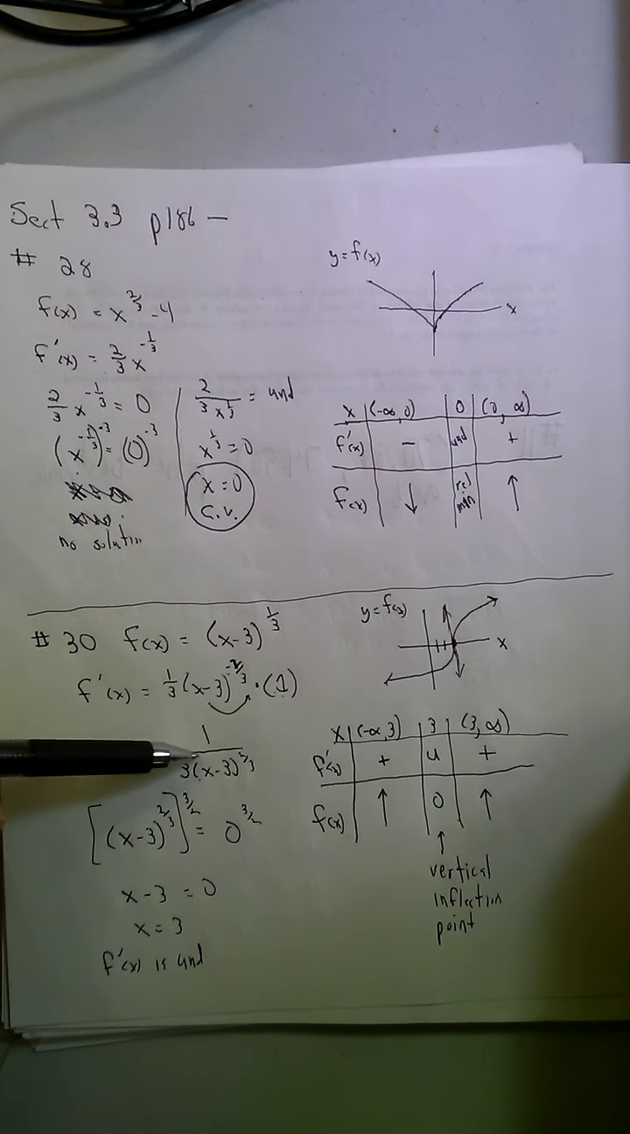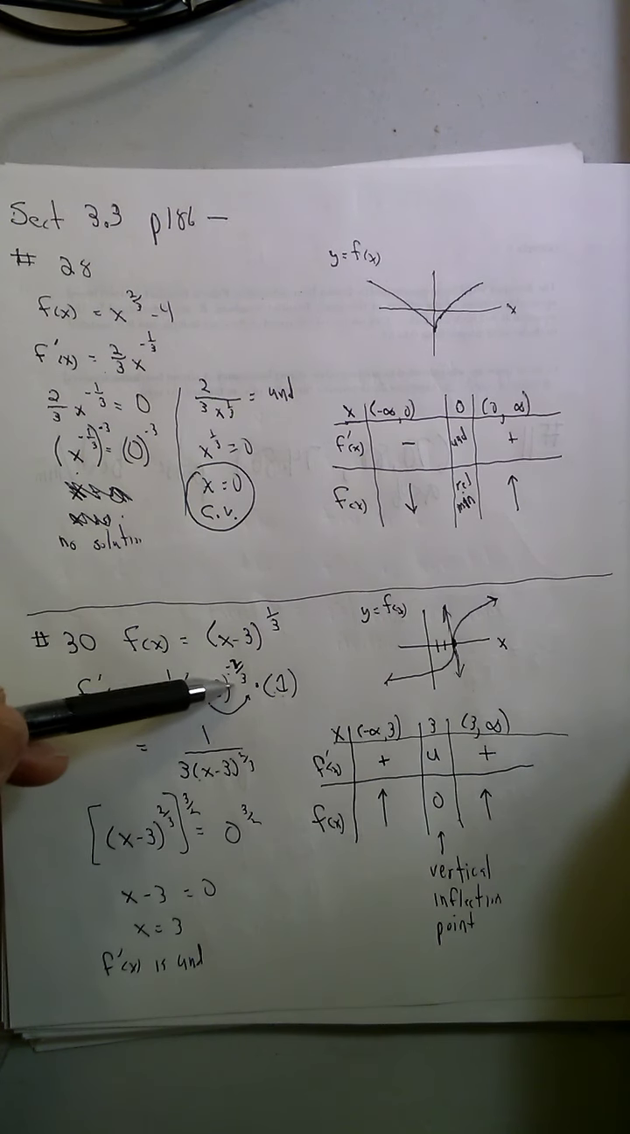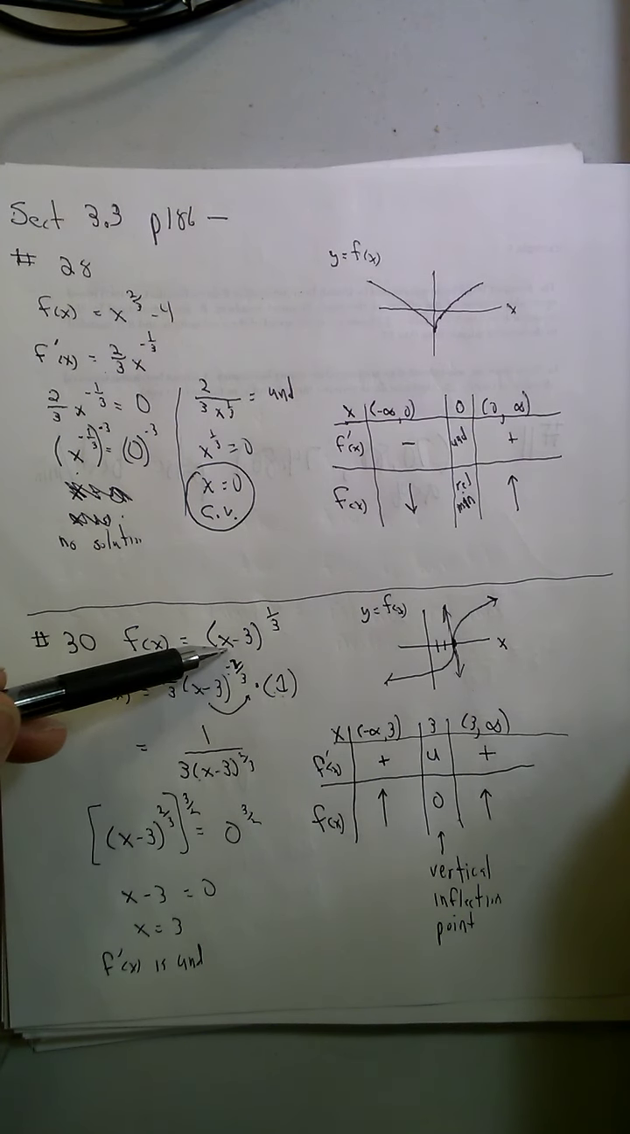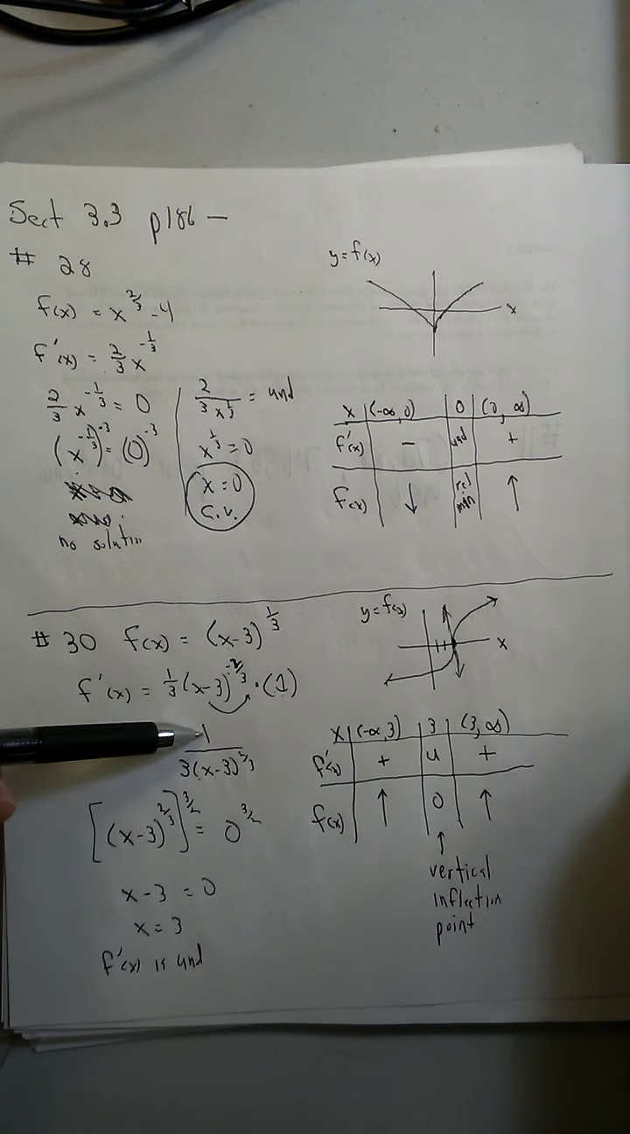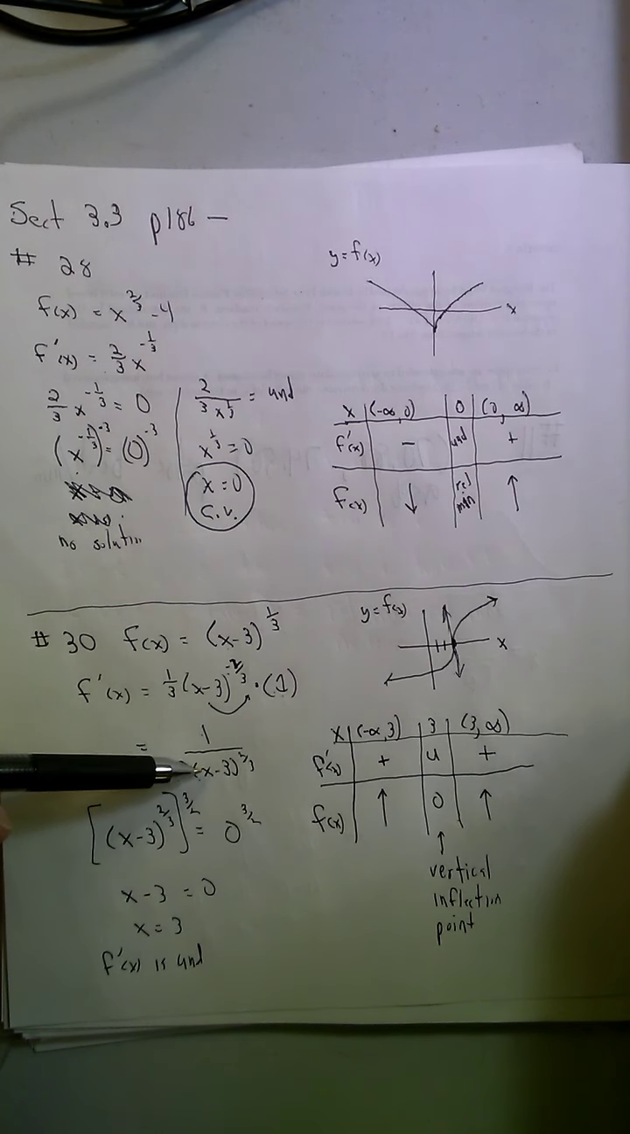This function is never equal to 0 because the derivative is never equal to 0. The original function is equal to 0 at x equals 3, but the derivative is never equal to 0 because the numerator is never equal to 0. So now I say, okay, let's find where it's undefined.